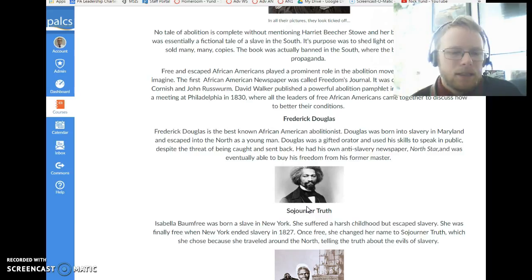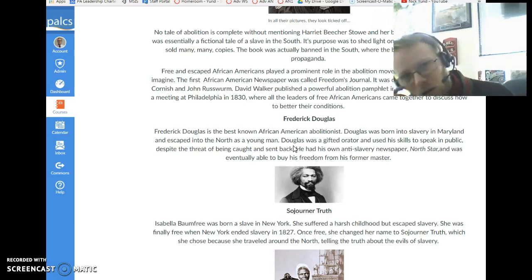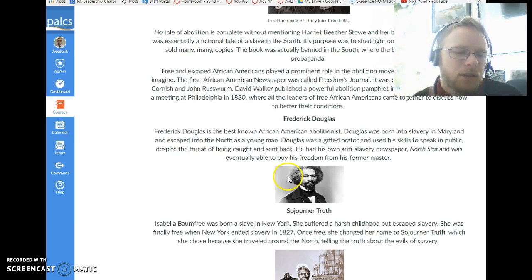He was born into slavery in Maryland and escaped into the North as a young man. Now, Douglass was a gifted orator, and used his skills to speak in public, even though that made it more likely for him to get caught. A little later in life, he created an abolition newspaper called North Star, and he was actually able to buy his freedom from his former master.